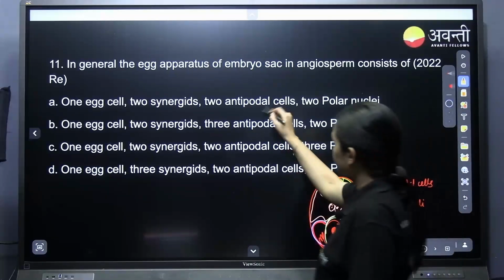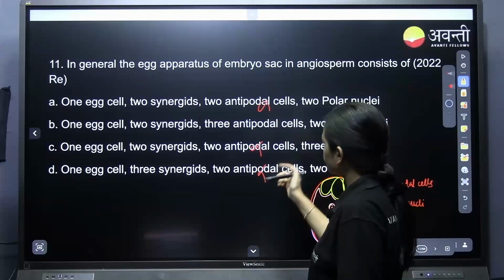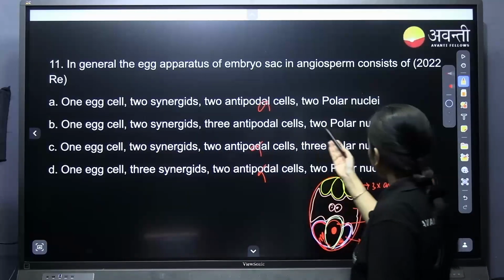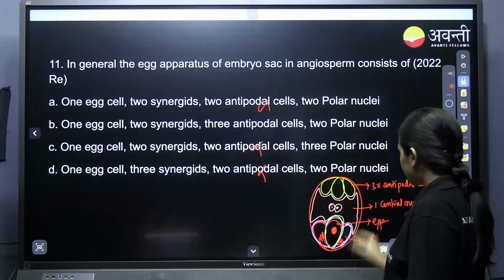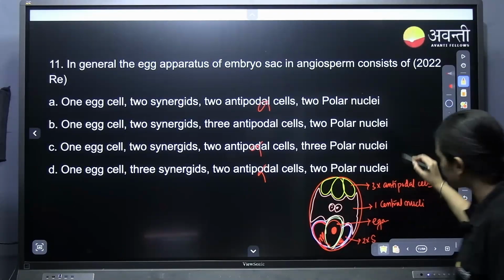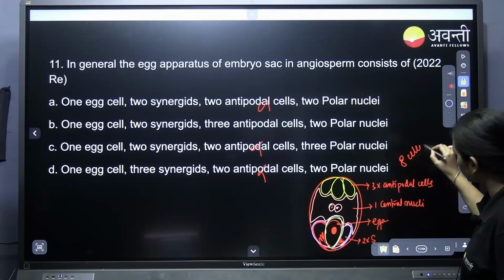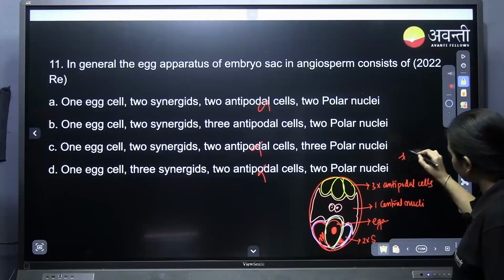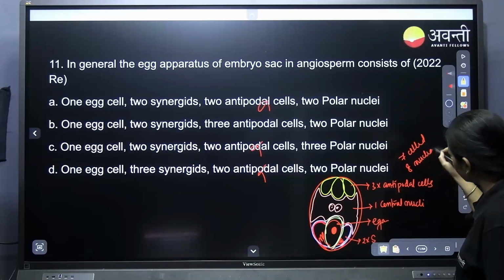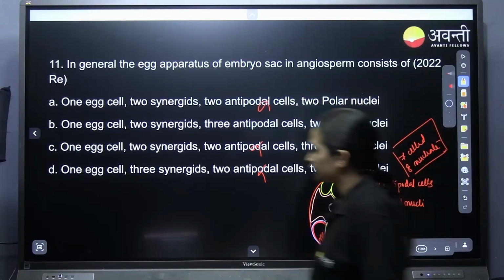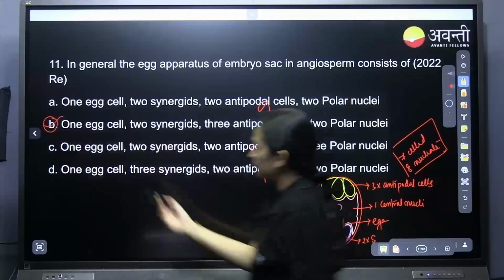So 2 antipodal cells is wrong. Easy: 1 egg cell, 2 synergids, 3 antipodal cells and 2 polar nuclei inside one central cell. These are the two polar nuclei. That's what we call the 7-celled, 8-nucleated condition. It was an easy question. B for Bombay is the correct answer.